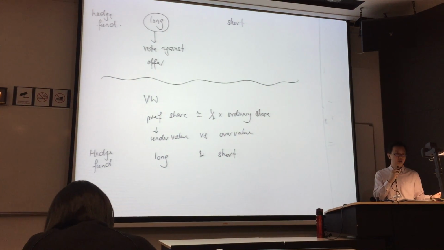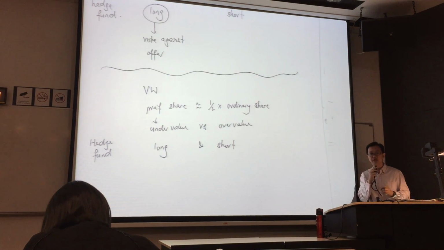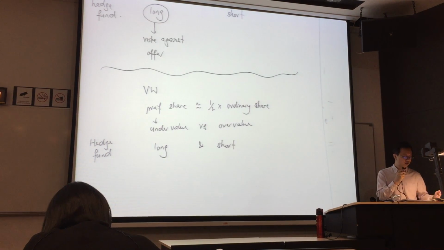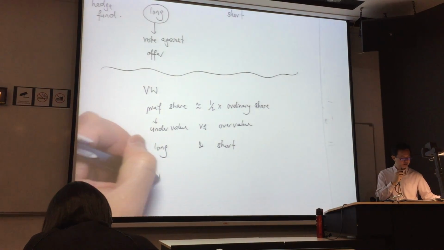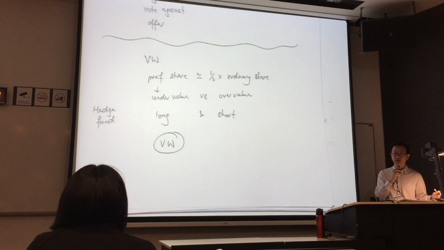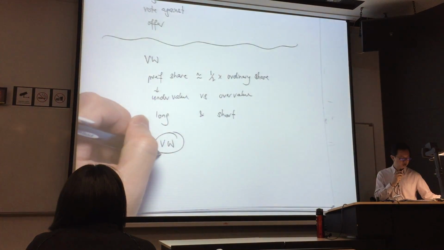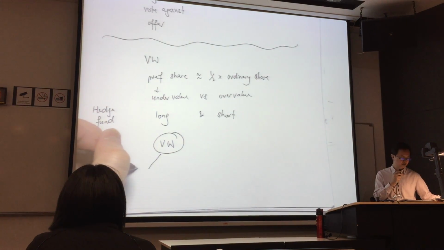But unfortunately, they did not analyze the shareholding of Volkswagen carefully. So when we talk about Volkswagen ordinary shares, Volkswagen has two major shareholders. One major shareholder is the government of Lower Saxony.